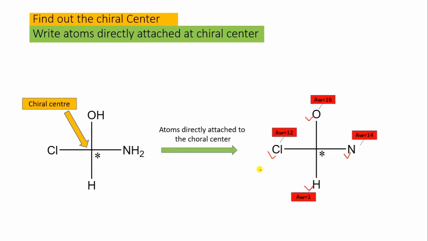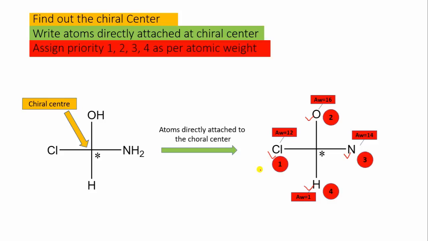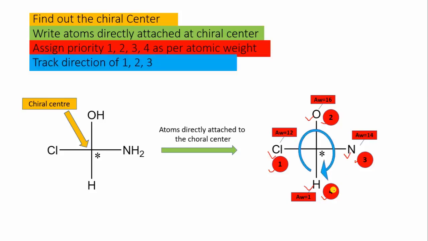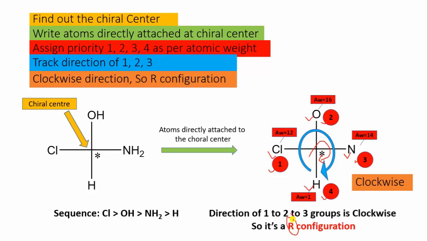Then according to atomic weight, you have to give priority to the atoms. So we have assigned first, second, third and fourth. Then you have to track the direction of 1, 2, 3. So direction 1, 2 and 3 is a clockwise direction. So the final configuration is R configuration.